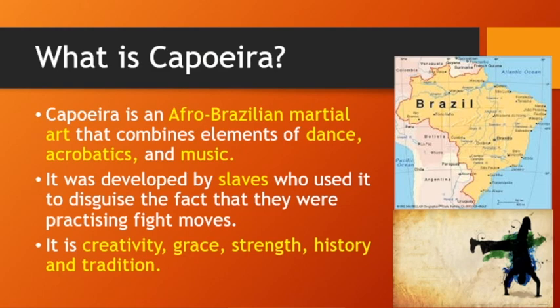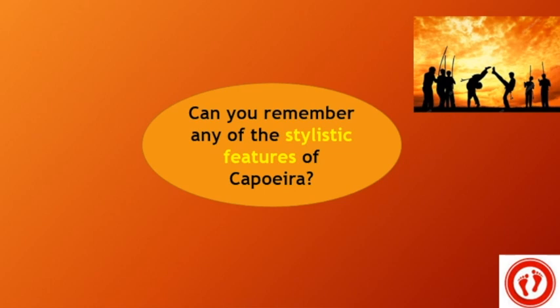What is Capoeira? Capoeira is an Afro-Brazilian martial art that combines elements of dance, acrobatics and music. It was developed by African slaves who used it to disguise the fact that they were practicing fight moves. Capoeira is creative, it's graceful, it requires strength and is steeped in history and tradition. Okay, now let's move on.